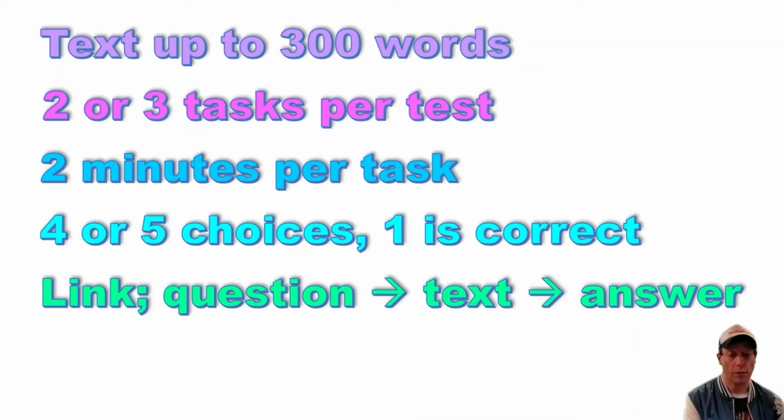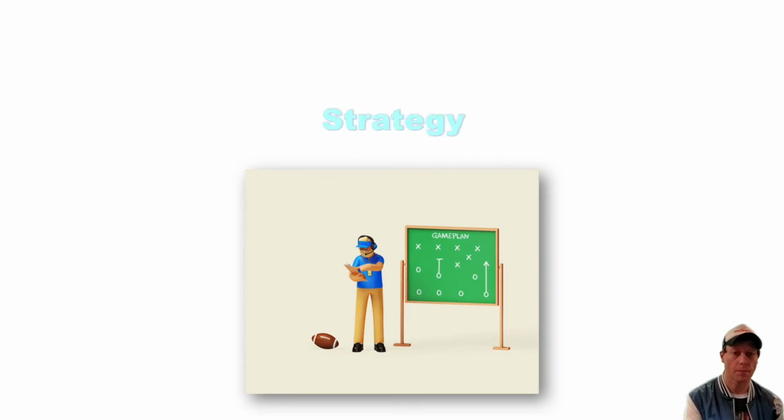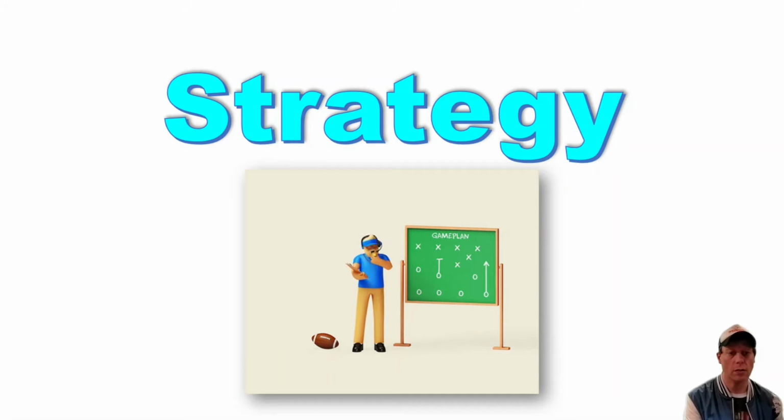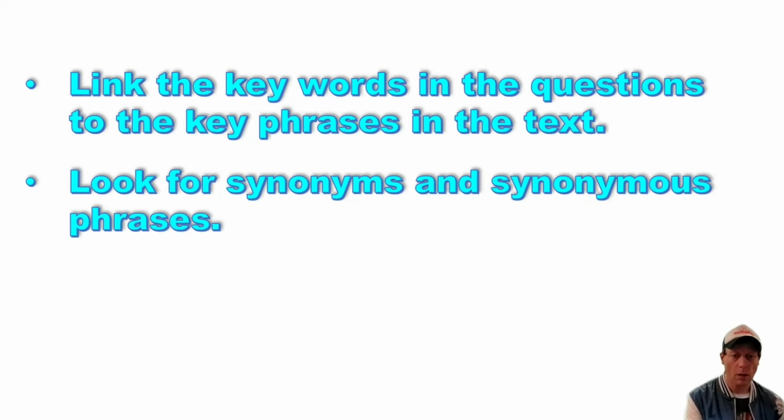You will have to link the question to the text and then to the answer. You may be asked to identify a specific detail, or you may be asked to infer meaning, and I'll explain what that means. You'll need a strategy in order to complete the task successfully. For instance, link the key words in the questions to the key phrases in the text. Look for synonyms and synonymous phrases in the text and link them back to the question.